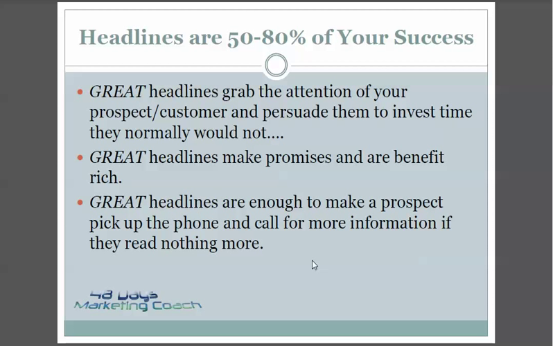"Corns gone in 5 days, guaranteed." Short, to the point, and then there's a toll-free number. Corns gone in 5 days, guaranteed. That's 6 words. 6 words and a toll-free number. That's an effective headline. Okay? For someone who's really got that as a problem and they're looking for a solution, a lot of people are going to pick up the phone and call to get more information.